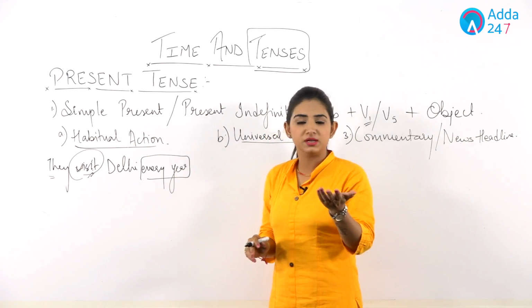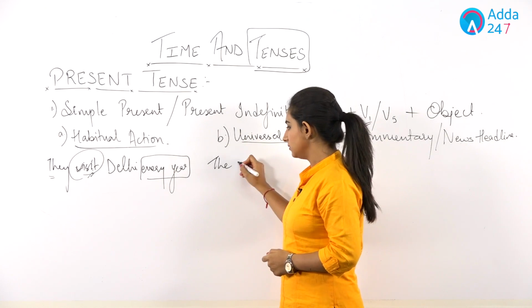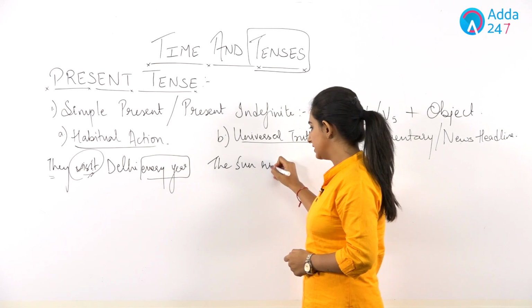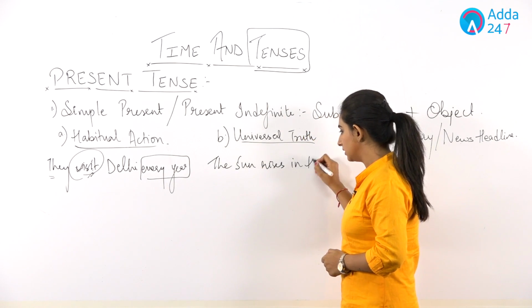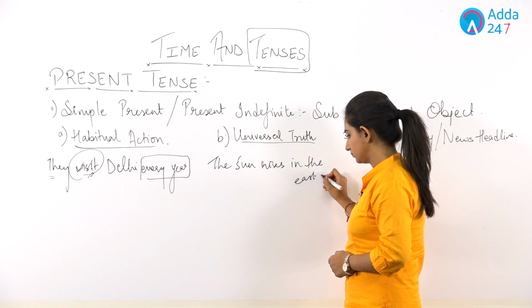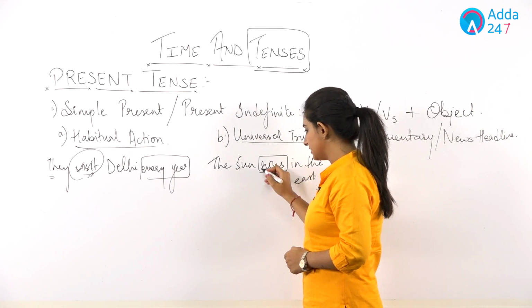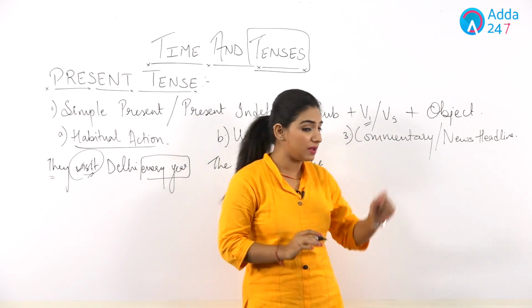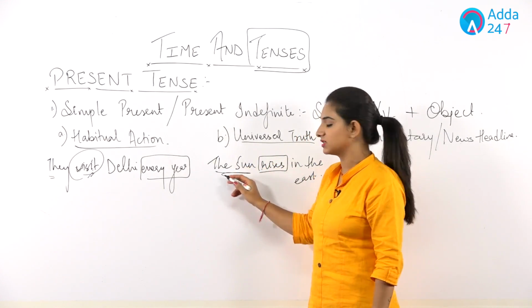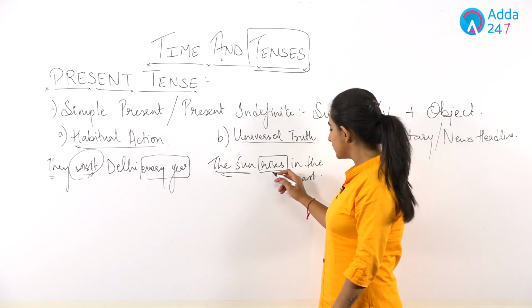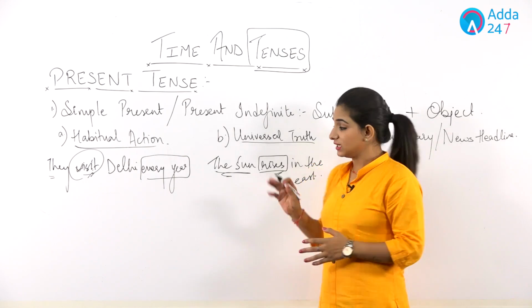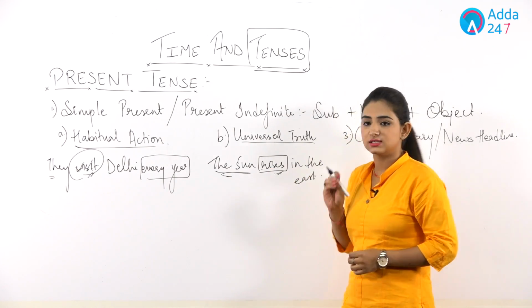We have a very common example. It says, the sun rises in the east. Now we have used rises, which is the verb's fifth form, and we have placed it according to the subject, that is singular. Now why have we placed rises here? Because it's a universal fact, the sun rises in the east.